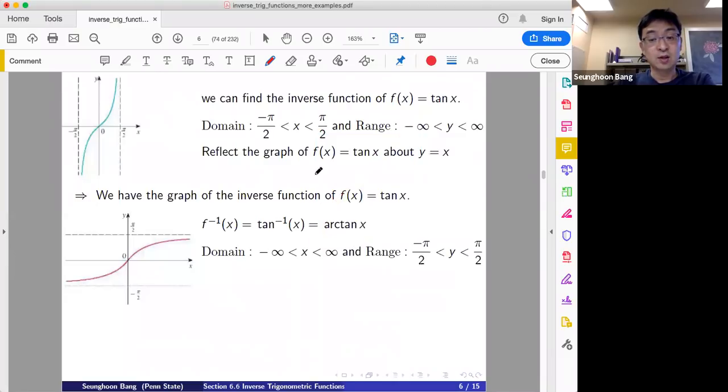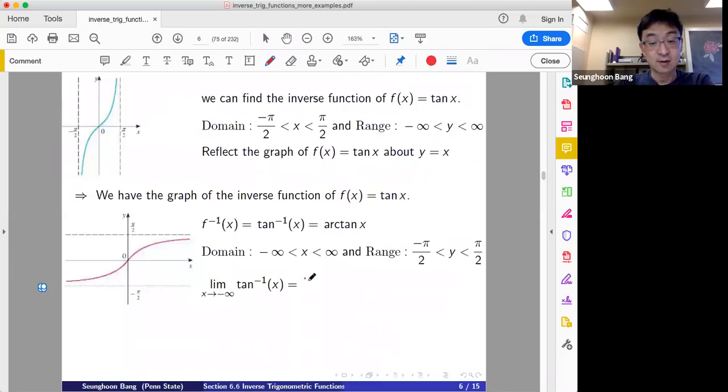What's the range? This one. The domain of f is going to be the range of the inverse function. So what's the limit of inverse tangent of x as x approaches minus infinity? Could you write your answer on this question? So what is the answer?